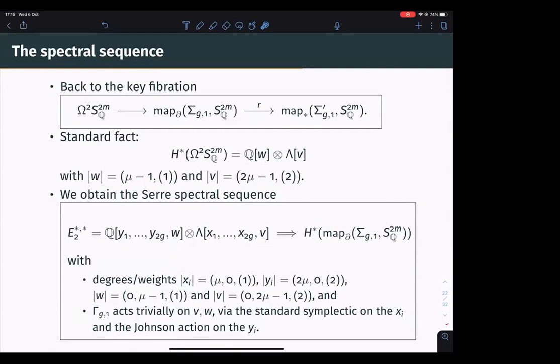And so we obtain the spectral sequence that in the second page is this polynomial tensor exterior, with the gamma G1 action trivial on V and W, symplectic on the Xi, and Johnson on the Yi's. And that converges to the cohomology ring of what we want.